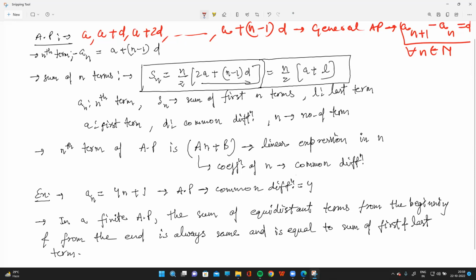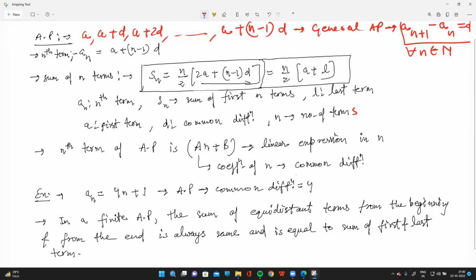Okay, I want you to understand some fun things about it. You already know these things, man. Sum of n terms, n/2 into 2a plus n minus 1 into D, or n/2 into a plus l. An is nth term, Sn is sum of first n terms. We can also use L, which is the last term, right? A is first term, D is common difference, N is number of terms, which is the variable here. In this case, we have this variable.